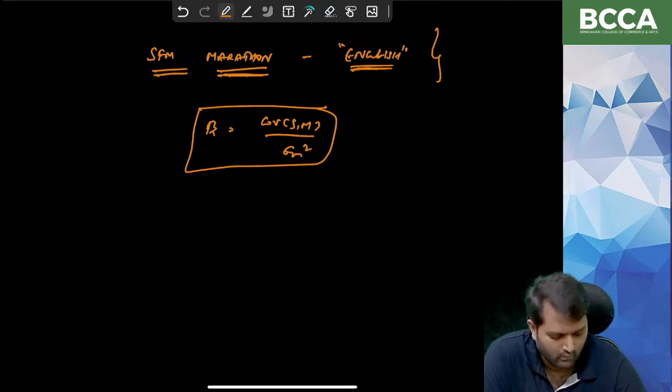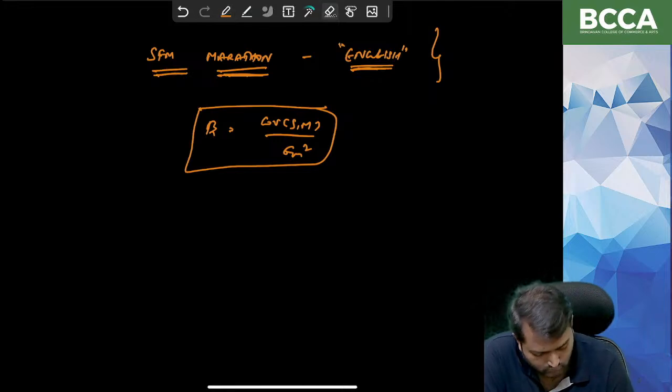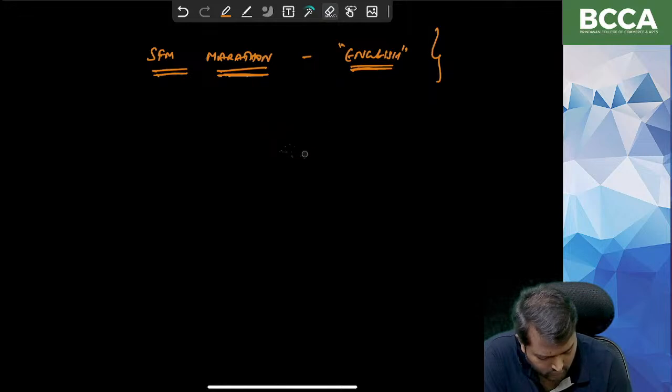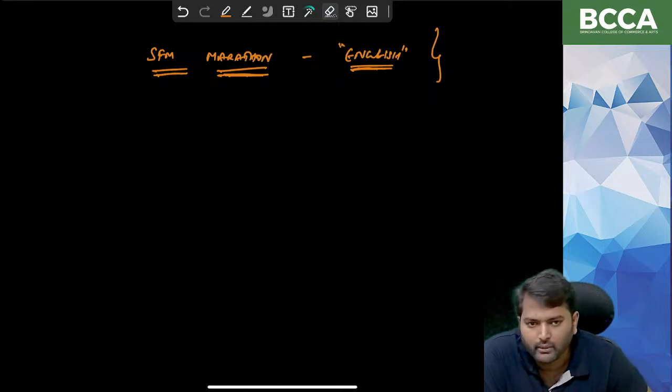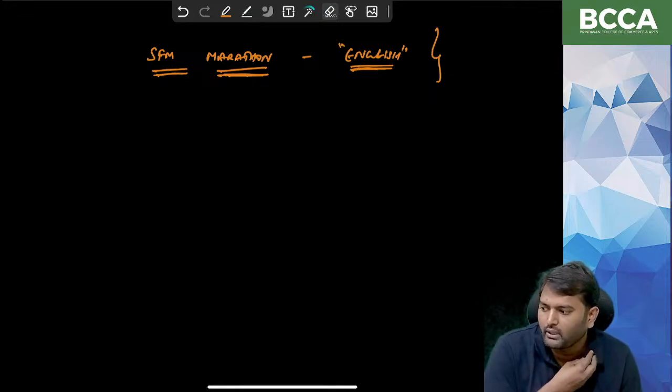Now for finding the covariance of the security and the market, two securities are given, A and B, and the market is also given. So first we have to find the beta of A and then the beta of B. Yes or no? Shall we start? Are you able to get my point? Already I have told you to solve this question. I gave you homework. I hope everybody tried this question.